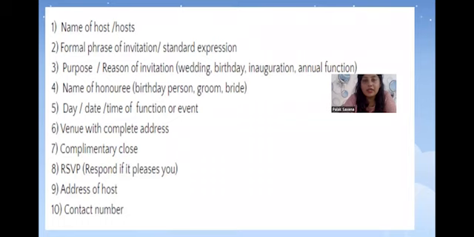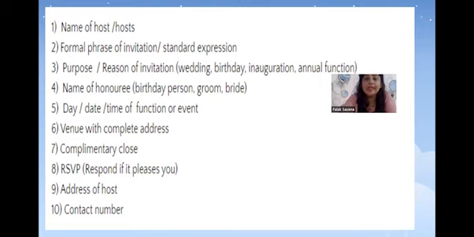RSVP is extremely important in case of a chief guest. When you're inviting some authorities or dignitaries, you always write RSVP. Full form is respond if it pleases you. So basically you're asking for a response. However, for invitations, we do have replies. That format I'll be sharing in a different video. So as of now, you will always write RSVP.